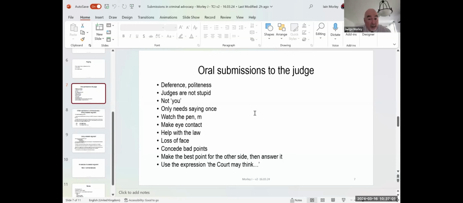You want to help with the law. Judges don't know all the law. Again, it comes as a surprise to many folk. They don't know the law. They've got a pretty good idea where to find it. They've got some pretty good ideas as to what it is, but they don't know it all intricately.